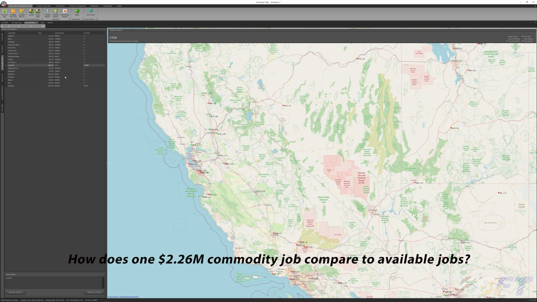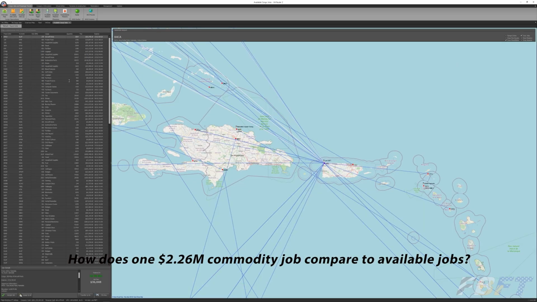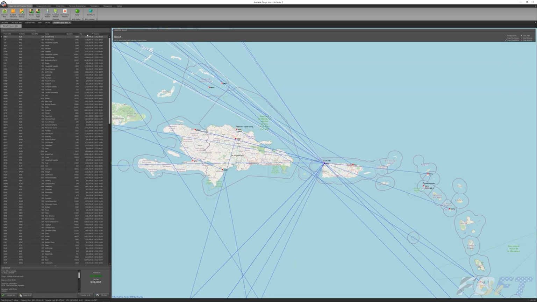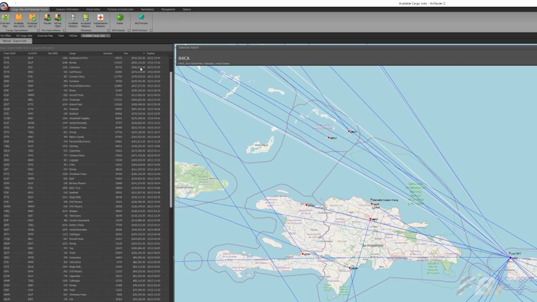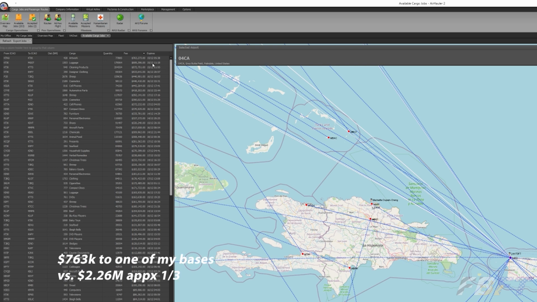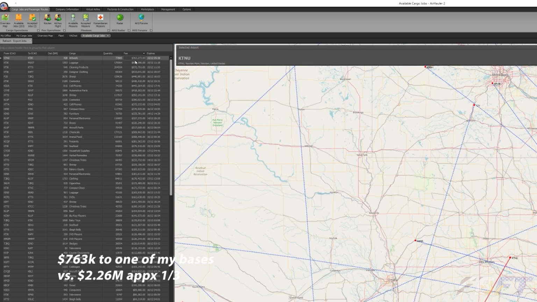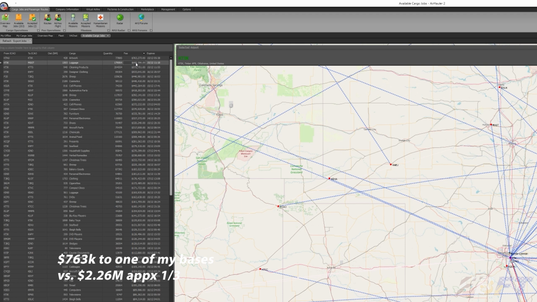So again, how does this one job compare to the available jobs? Well, let's go click on that. I'm currently running 5 bases, I think, or 6 bases out of my own. Flight Brothers, we have 2 bases. And here you can see $763,000 is our fee, what we'll get paid compared to $2.26 million.